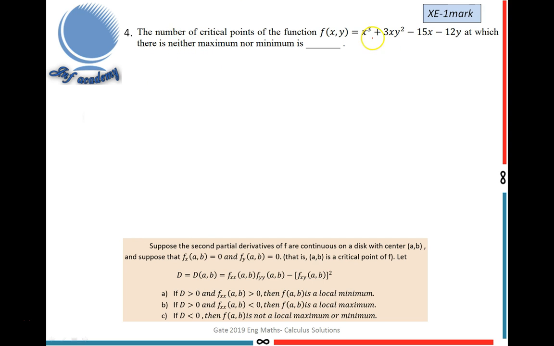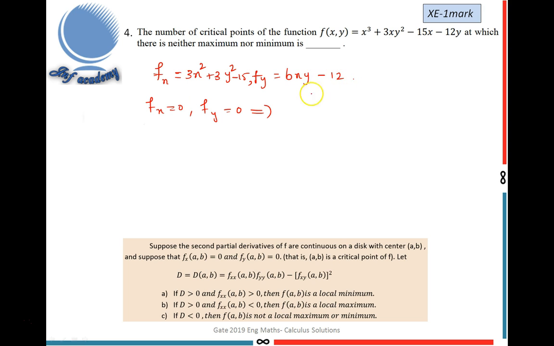Now f of x comma y is given. Next I find the critical points. So I solve the equations fx equal to 0 and fy equal to 0. So I find fx and fy. What is fx? 3x square plus 3y square minus 15. fy equal to 6xy minus 12. Next I solve fx equal to 0 and fy equal to 0.